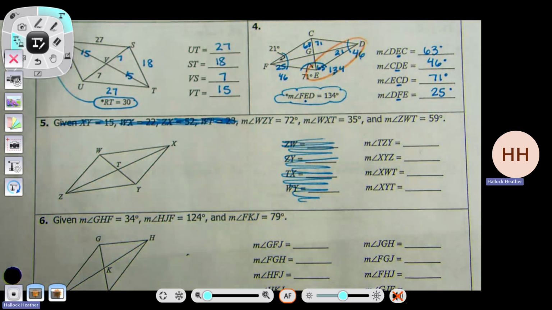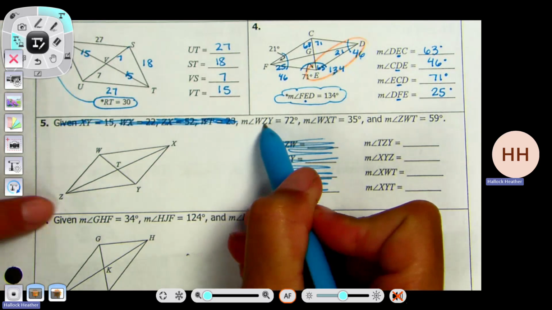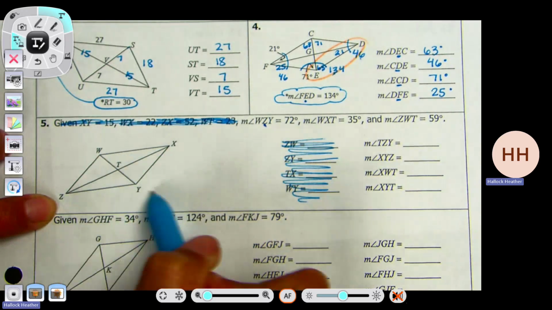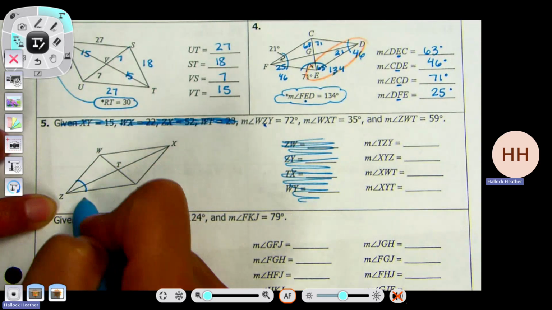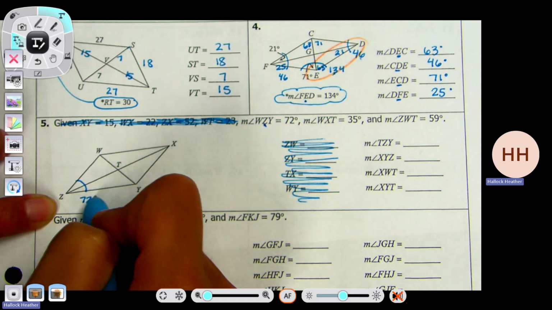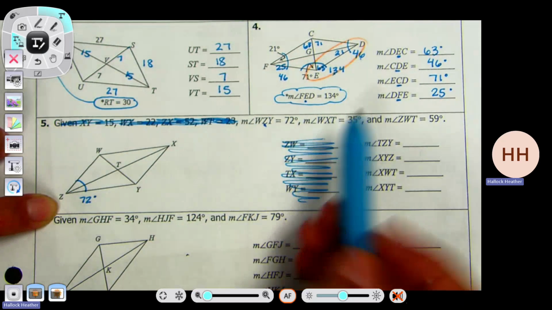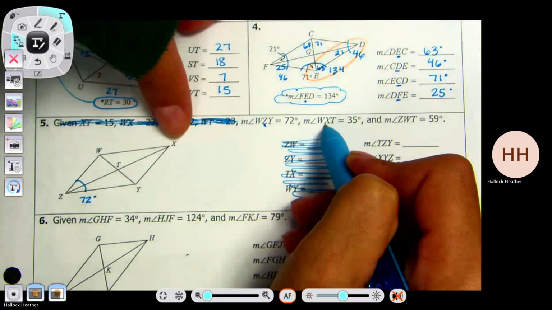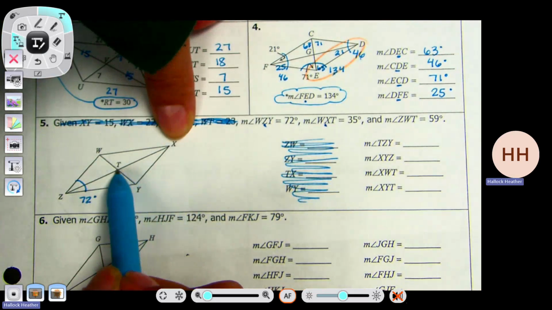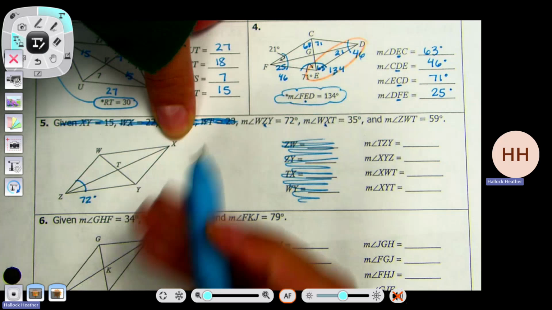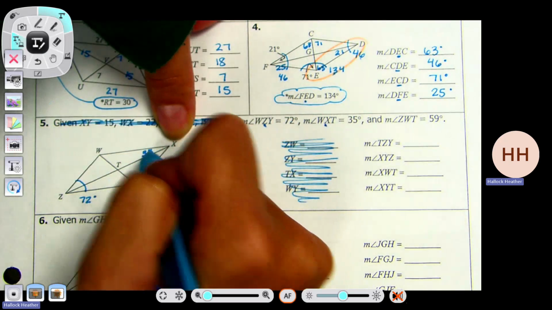So Z is what I'm talking about. Z's here, but it goes W, Z, Y. So this whole thing should be 72, not a piece of it, the whole thing. Because it's all the outside letters, W, Z, Y. The next one is focused on X, but it says WXT. So it's not the whole thing. It's just this top slice of pizza.